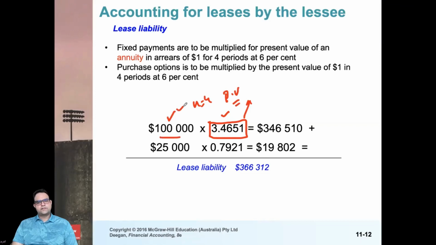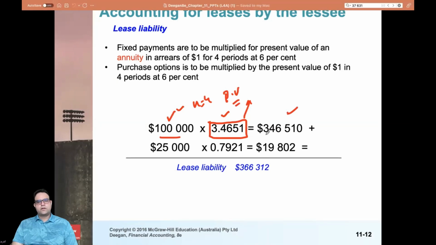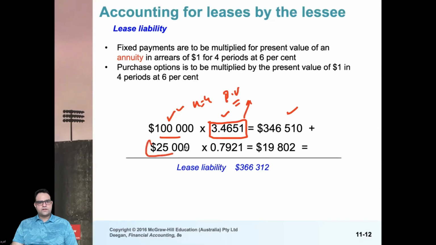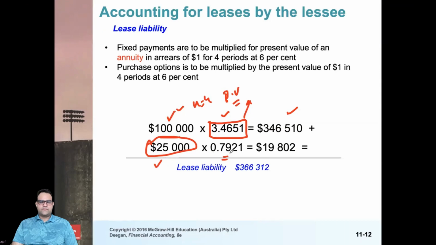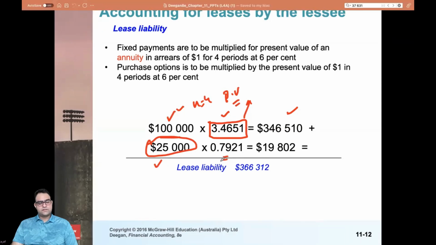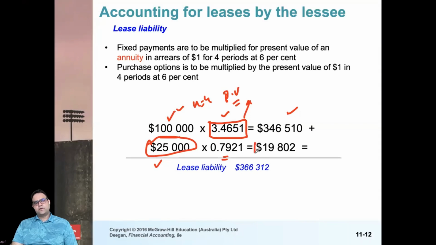So 100,000 is given, annuity value is given, so the present value of these future cash flows is 346,510. Another is $25,000. This $25,000 is the money which a lessee has to pay by the end of the 4 years because he wants to purchase the asset. So the factor of 0.792 is already given, which is there to determine the present value of this amount. And this will be 19,802.